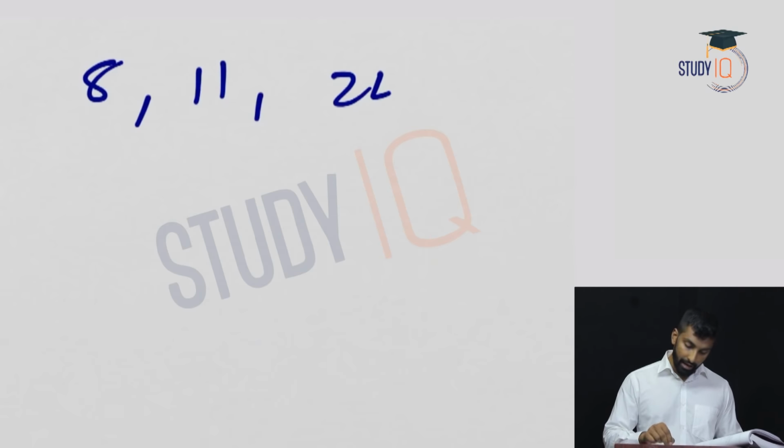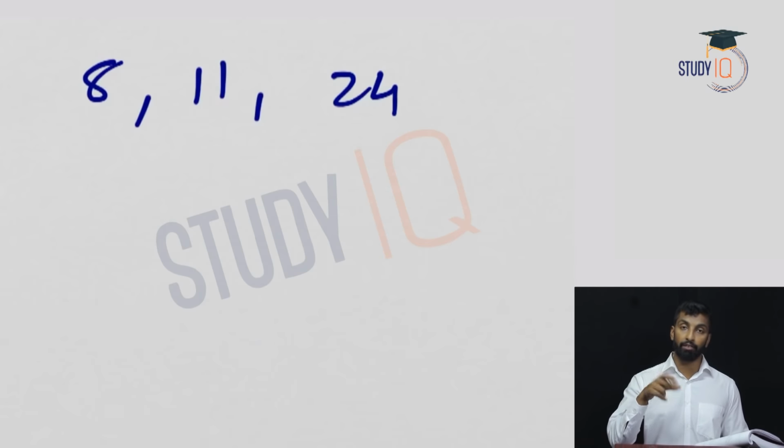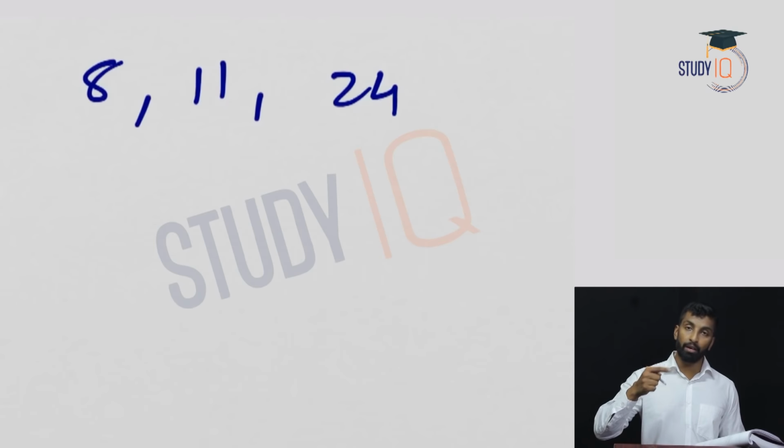Now what they're asking in this question: what is the smallest number which when increased by 5 is completely divisible by 8, 11 and 24, right? Now this is your type 2, where the difference between divisor and the remainder is the same. How will you write this? This is nothing but: you increase by 5 and it is completely divisible.